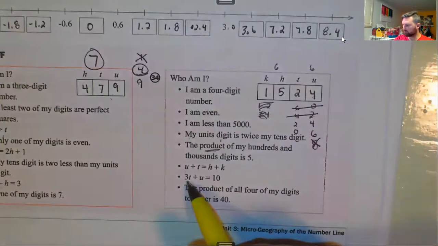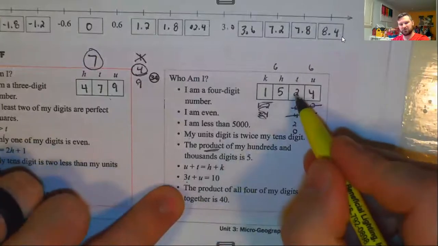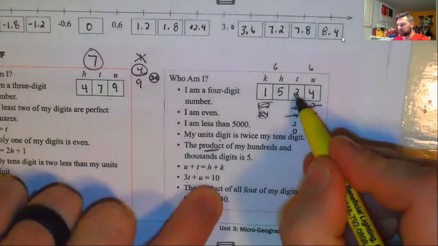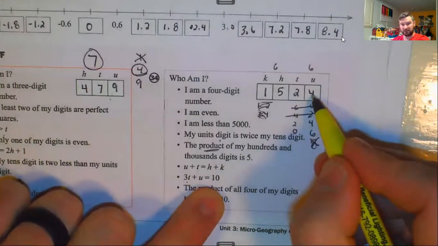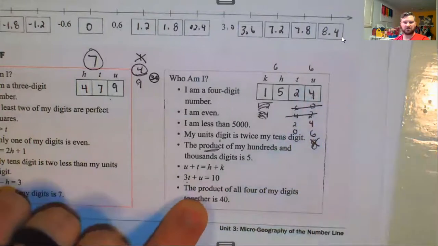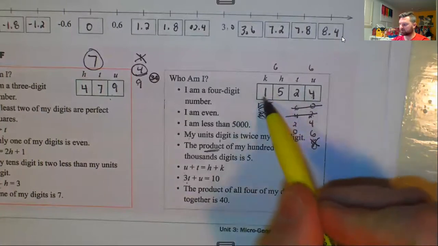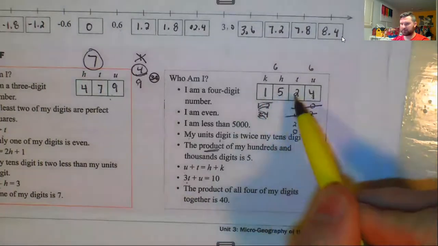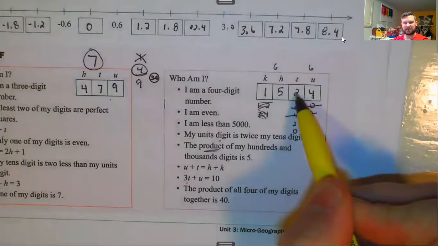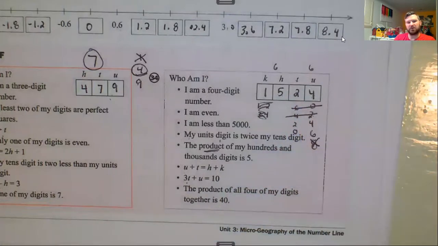3 times your tens number. So 3 times 2 is 6, plus your units number 4 does equal 10. The product of all 4 digits together is 40. 1 times 5 is 5. 5 times 2 is 10. 10 times 4 is 40. Okay, so our number is 1,524.